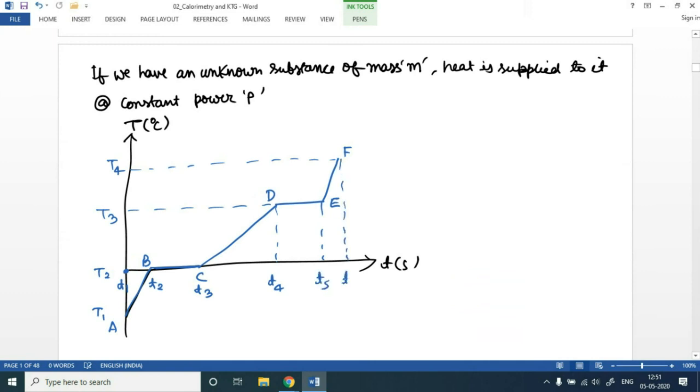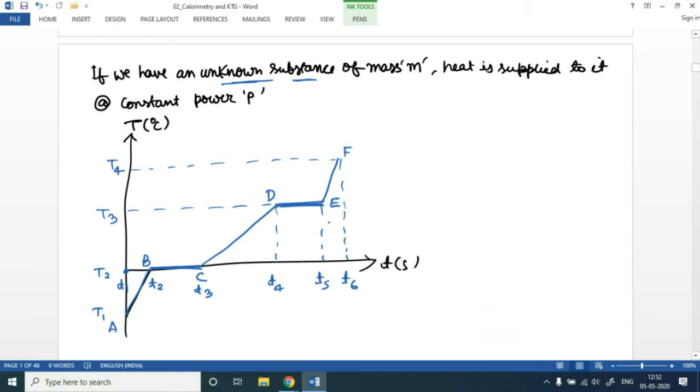So looking at this graph, what can we predict about this unknown substance? First of all, you should realize that some part of the curve is representing the temperature change and some part of the curve is representing the phase change. Obviously the flatter parts, BC and DE, represent the phase change. BC represents the phase change from solid to liquid and DE represents liquid to gas.